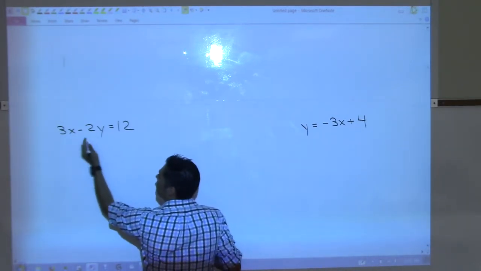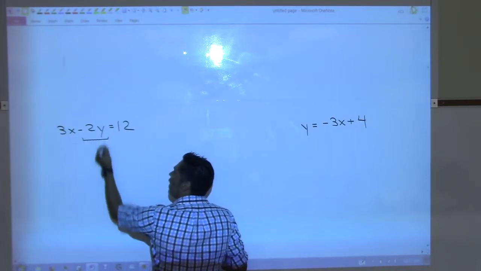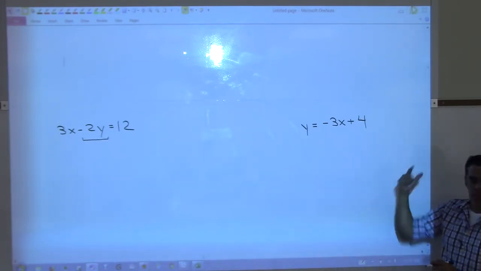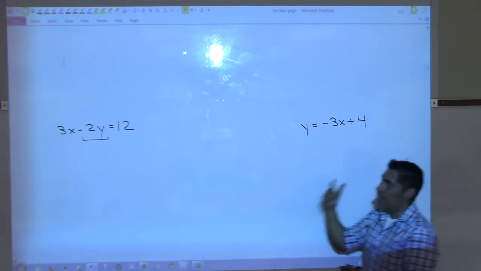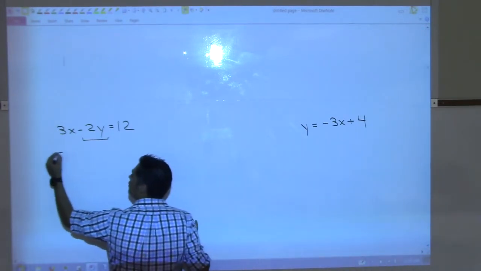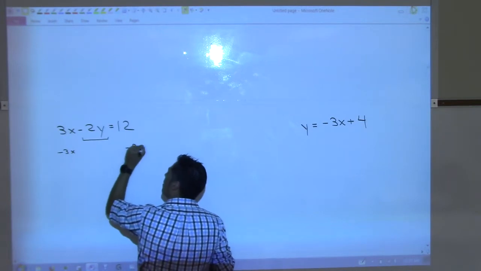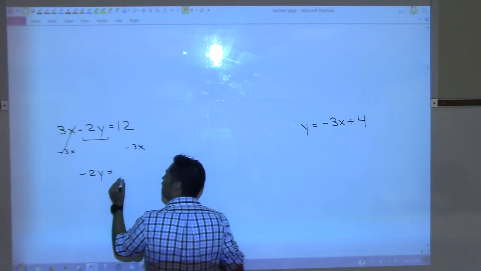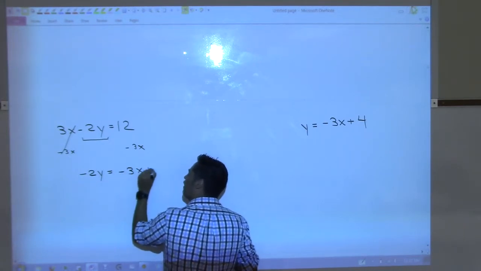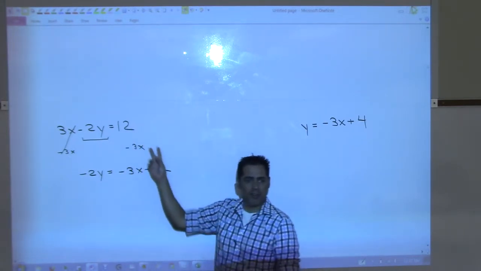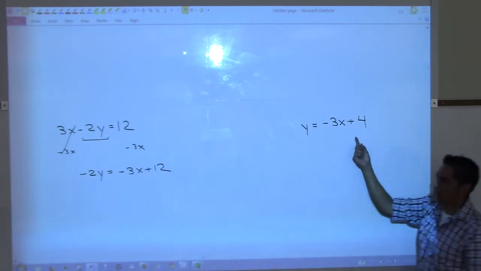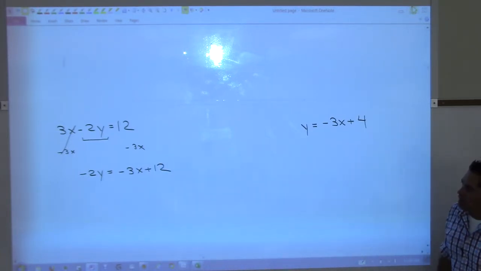So let's get y by itself. Let's start with trying to get this term by itself. I need to get rid of the 3x that's on the left. So in this case, I would subtract 3x from both sides. Subtract 3x here, subtract 3x here. It goes away. We're left with negative 2y equals, let me write it this way, negative 3x plus 12. Is that okay to do it that way? I could do 12 minus 3x, but I'm trying to get it to look like this, all right?